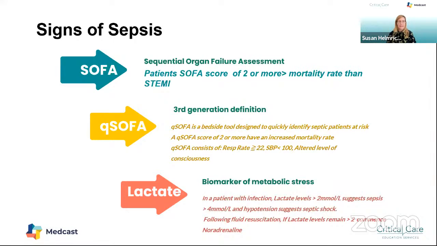Lactate is often used as a biomarker for metabolic stress, and it's often talked about as a biomarker for sepsis. So in patients with an infection, if they've got a lactate level greater than 2, this does suggest sepsis and we should be treating them as such. A lactate greater than 4 with hypotension does suggest septic shock. So these patients should be having fluid resuscitation, and if their lactate level stays high or they remain hypotensive and tachycardic, we should be considering a noradrenaline infusion, so some vasopressor therapy at this stage.